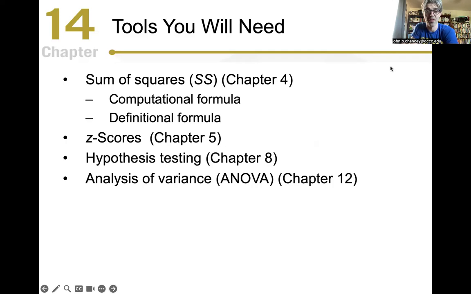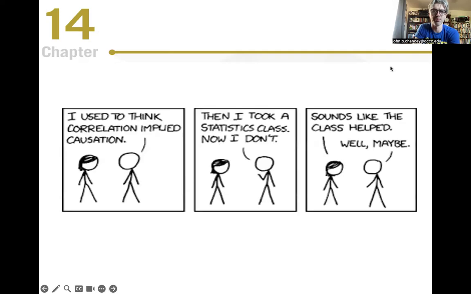There's also z-scores, hypothesis testing, and analysis of variance, things we've talked about in previous chapters. So hopefully some of this material, which we're bringing from previous chapters, should be familiar to you, and then we're adding on some new stuff for chapter 14.